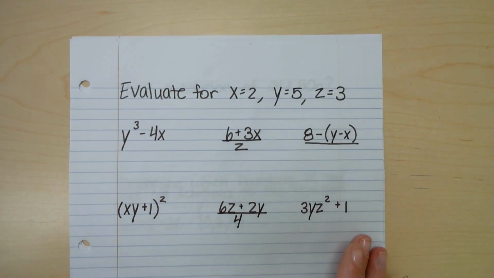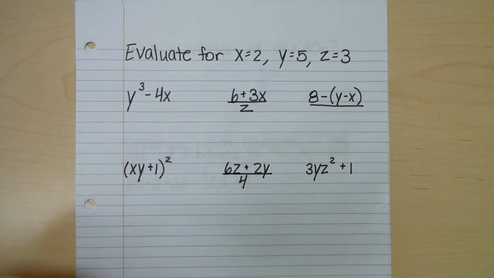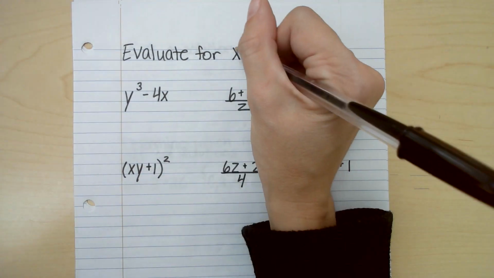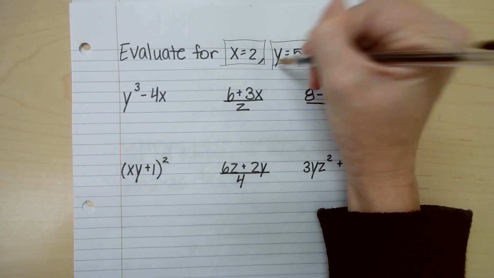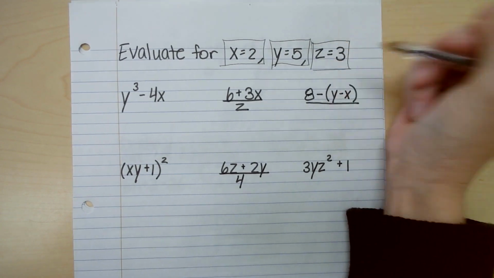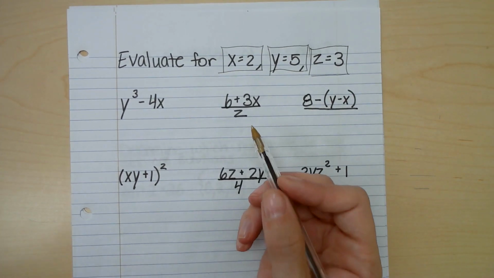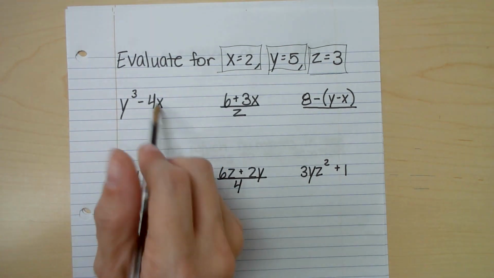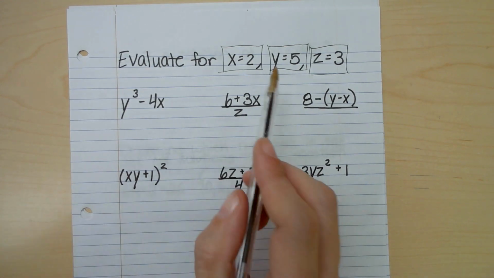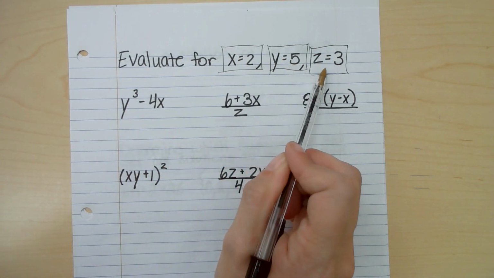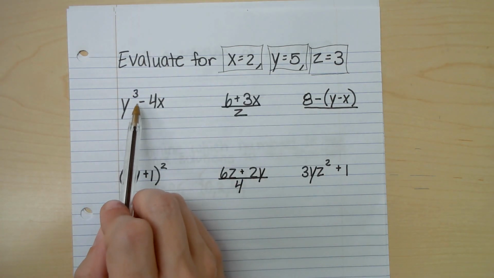Now when we are asked to evaluate, they will give us some information. In these examples, they are giving us the values for x, y, and z. So to evaluate, we want to know what is the value of this expression if these are the mystery numbers. So you're going to take the info they give you and plug that puzzle piece into the equation.